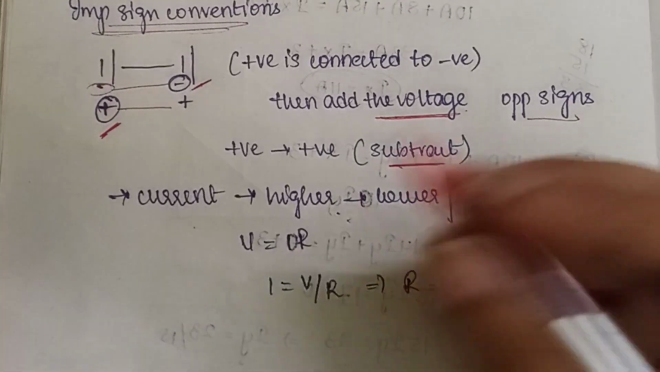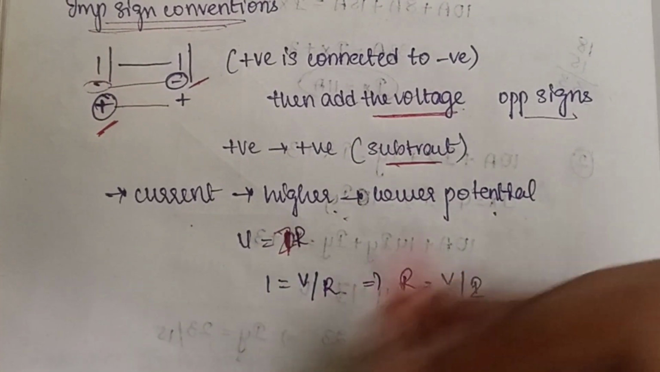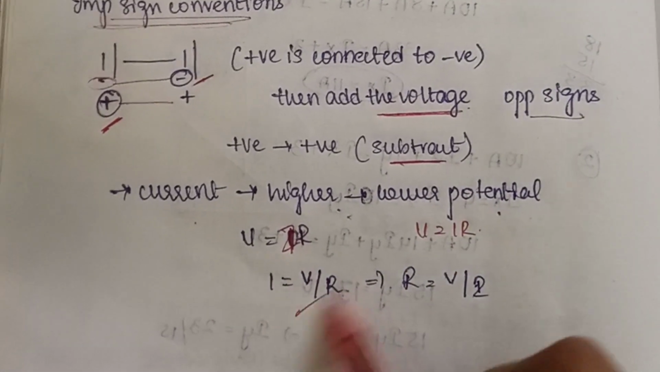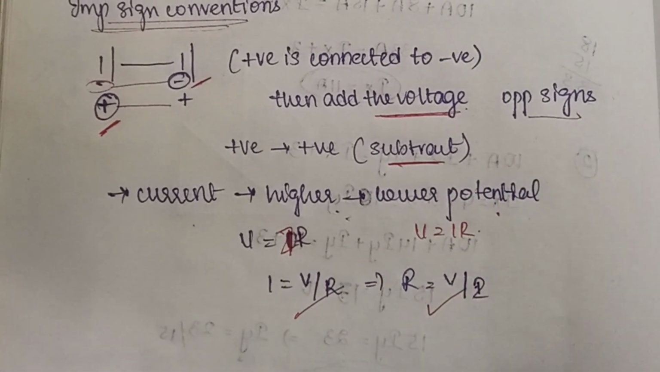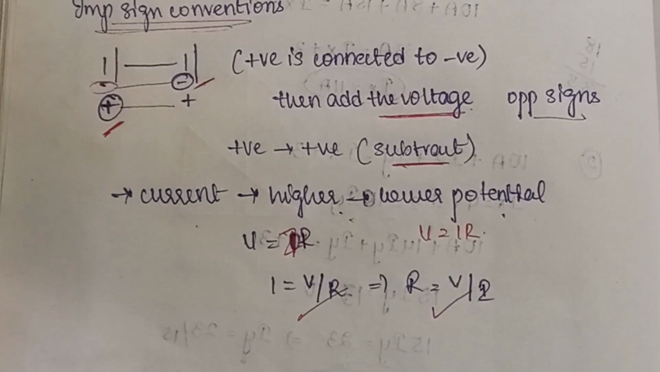We know Ohm's law formula is V is equal to IR, right? So if we take V is equal to IR, from this equation we can get the I value and R value. So with the help of these formulas and rules, you will be dealing with complex networks also.